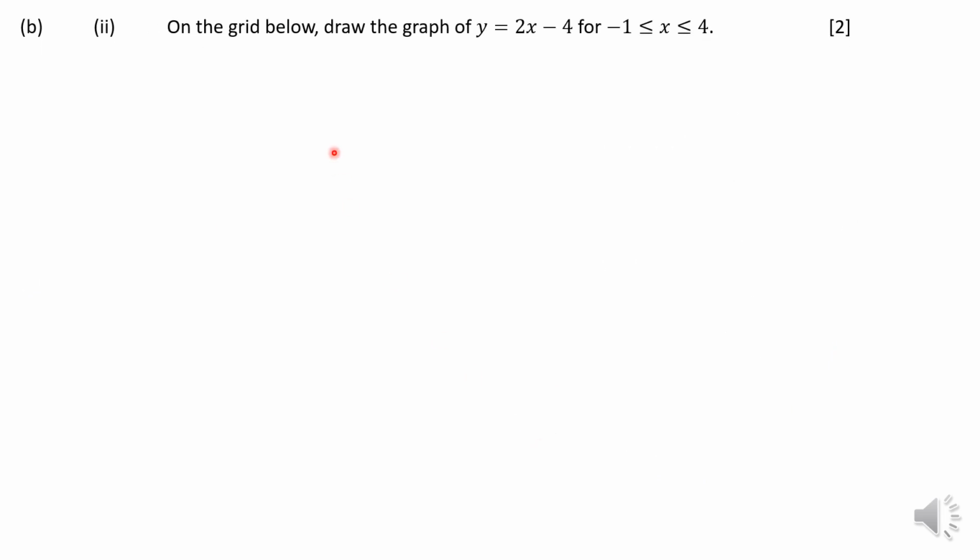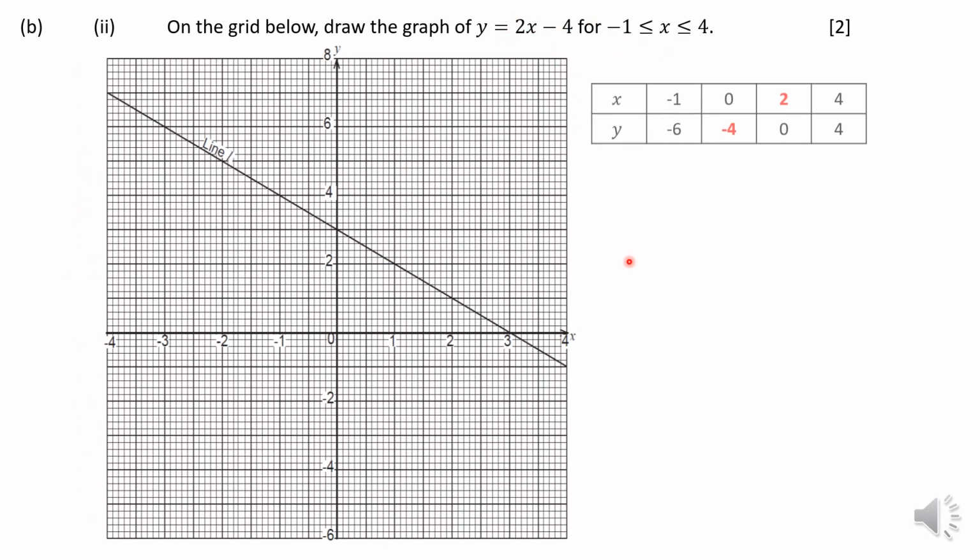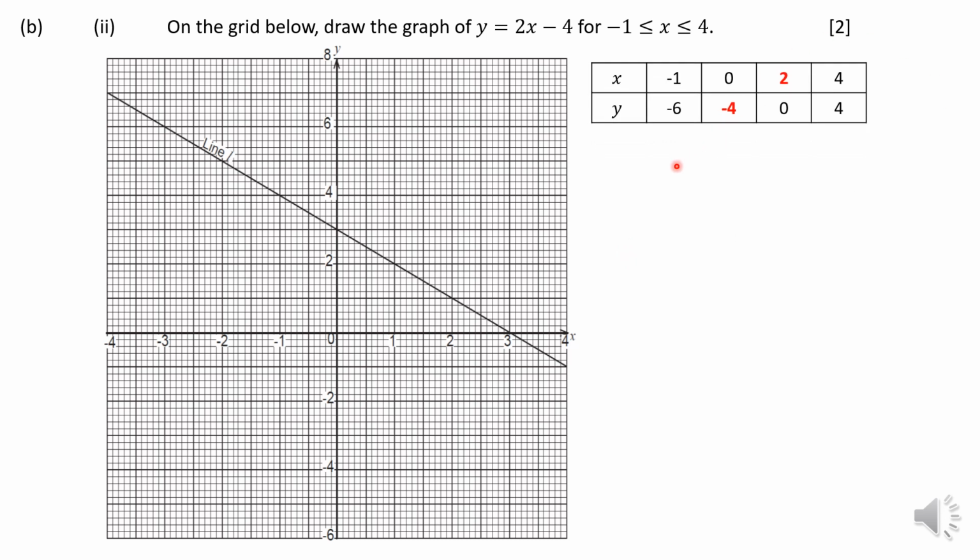Now here they are asking you on the grid, draw the graph. So let me bring the grid back again. We are going to draw the graph of the line 2x minus 4. So let me bring back my table. When you realize what you have here, the points negative 1, 6, these are coordinate points, 0, negative 4, and 2, 0, and 4, 4.